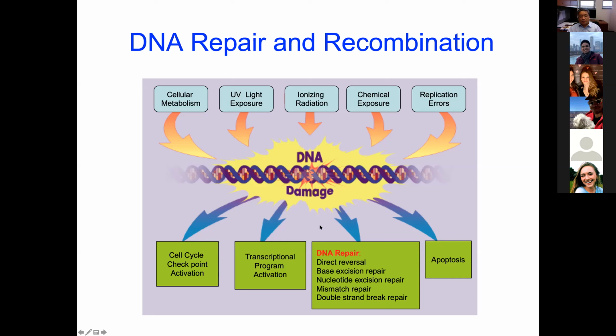In a lot of cases, damage to the DNA can be repaired. That's what we'll talk about today. Those mechanisms involve direct reversal, base excision repair, nucleotide excision repair, and mismatch repair. Even a double-strand break can be repaired, for example, by homologous recombination or by direct error-prone double-strand end repair.